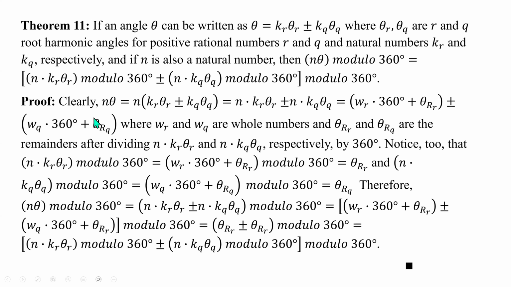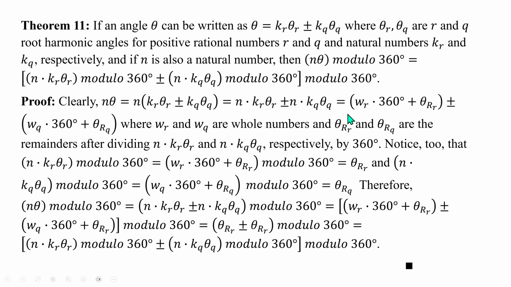Well, when you have a long, complicated proof, always begin by saying clearly, as if it's all just so obvious. So clearly, n times theta is equal to n times this sum or difference. You can distribute the n, you get n times k sub r theta sub r plus or minus n times k sub q theta sub q.